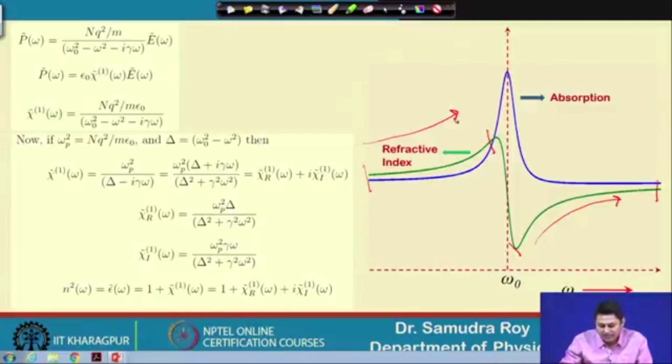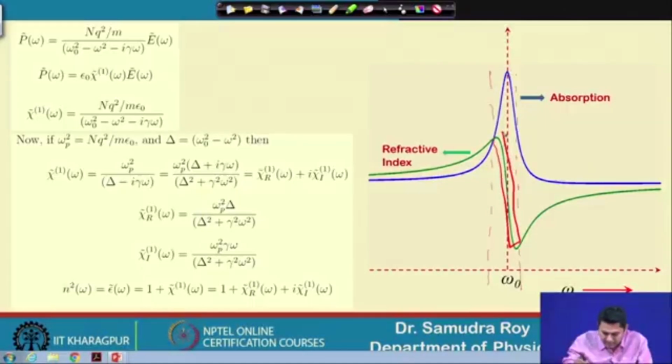We know that when omega is increasing, meaning the frequency is high, the refractive index is also high for the material. But between this peak point and this peak point, something different is happening. If I draw a line here and a line here, passing through the maxima and minima, this is the region where, by increasing omega, the refractive index is decreasing.